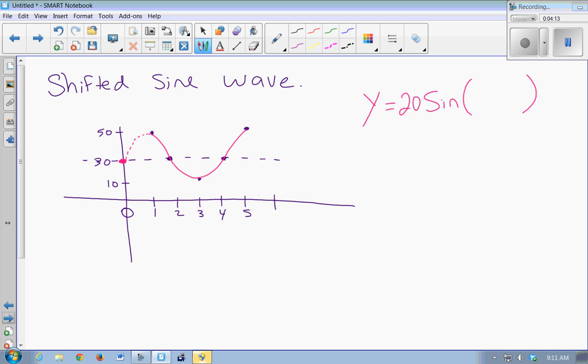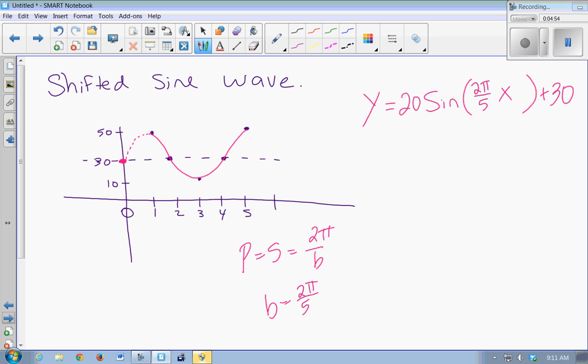Okay, and then the period of this thing is 5, which is 2 pi over b, right? And b is the coefficient on x here. So b is 2 pi over 5. And there's no horizontal shift, so I don't have to worry about adding or subtracting within these parentheses. And then you just shift up to the midline. So you do plus 30. That shifts the whole graph up from the x-axis to the midline of 30.